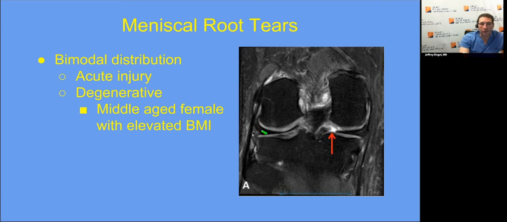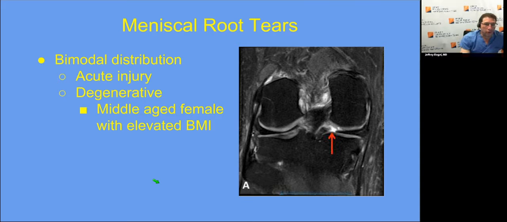They're more common in middle-aged females with elevated BMIs. Looking at this MRI image, this is, again, a coronal image. You see the lateral meniscus out here. And if you follow the lateral meniscus across, it comes and connects right into the bone here.